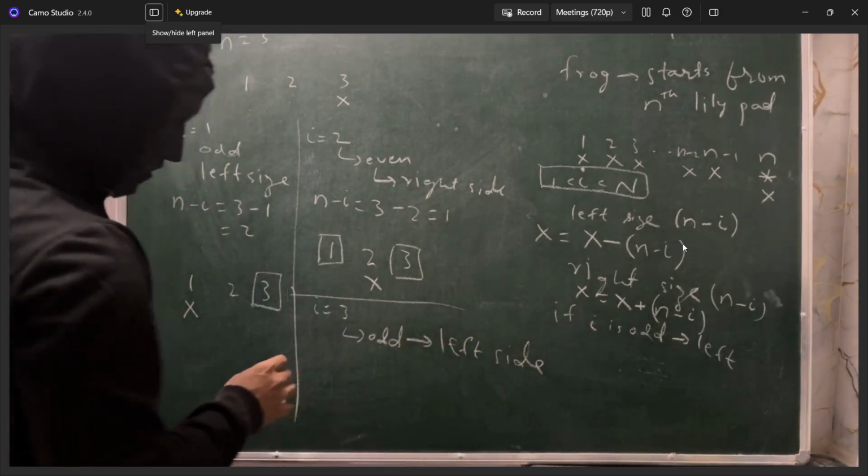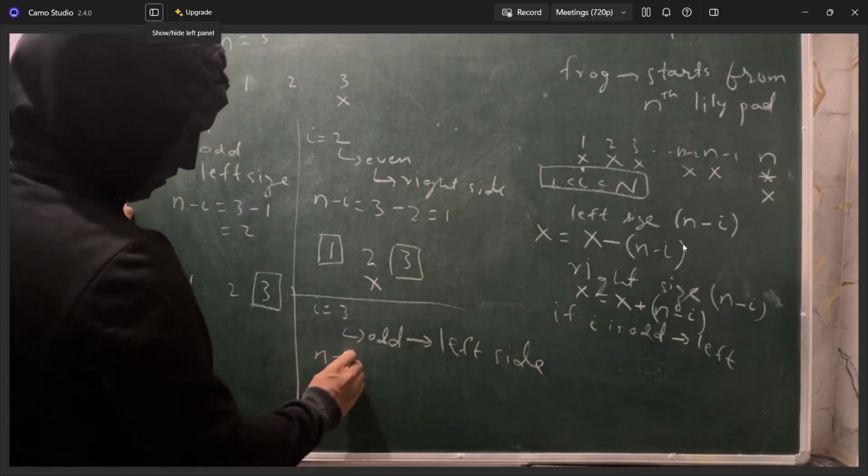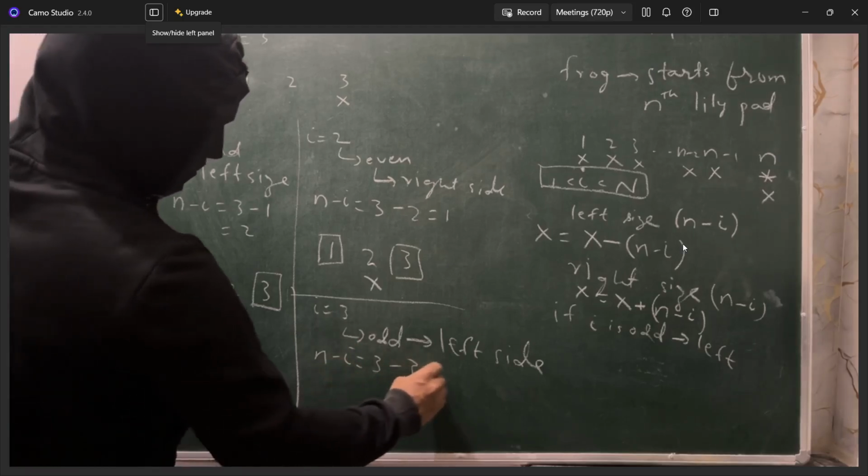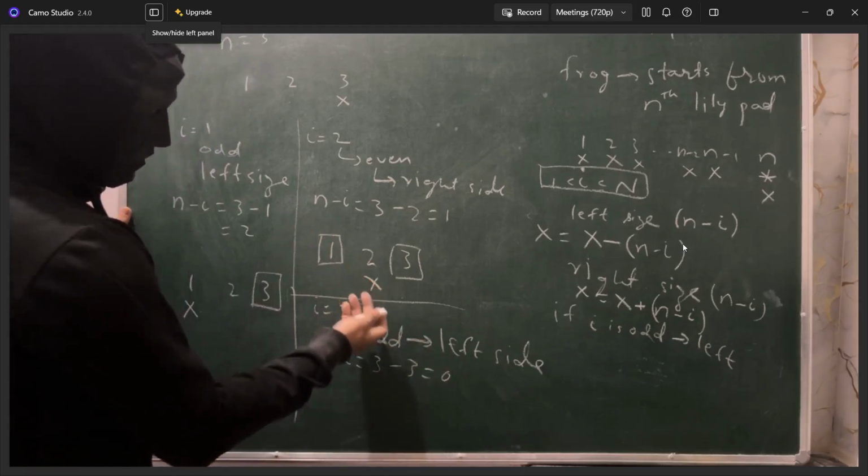Yeah, your frog should move left hand side. Now by how many distance? N minus n is 3, I is also 3. So 0 distance will be moving. Basically he'll not be moving.